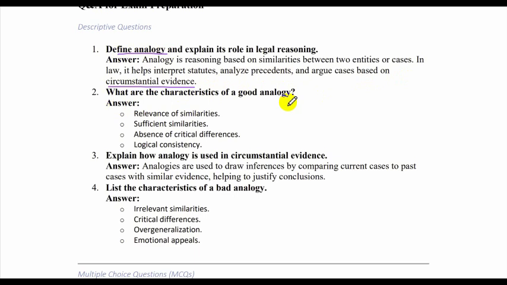What are the characteristics of a good analogy? There is relevance of similarity, sufficient similarity, absence of critical differences, and logical consistency. Explain how analogy is used in circumstantial evidence. Analogies are used to draw inferences by comparing current cases to past cases with similar evidence, helping to justify or draw a conclusion.